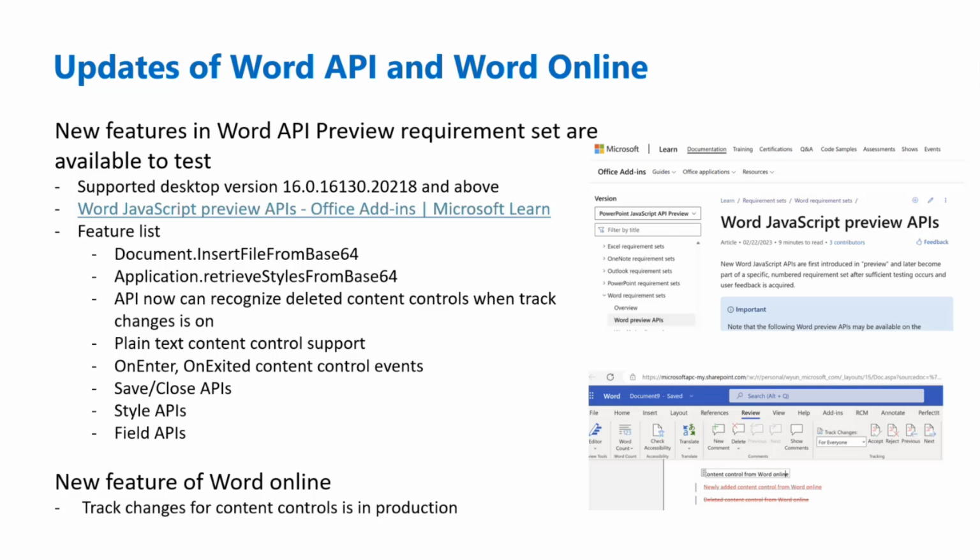We also have some styling related APIs, which let you retrieve styles from a base 64 format and then apply them to your current document. The use case is that your add-in can list out all the styles from an existing document and have your users directly choose the style settings from that document and apply them to the current one. This benefits users who want to reuse the formatting and style settings from an existing document.